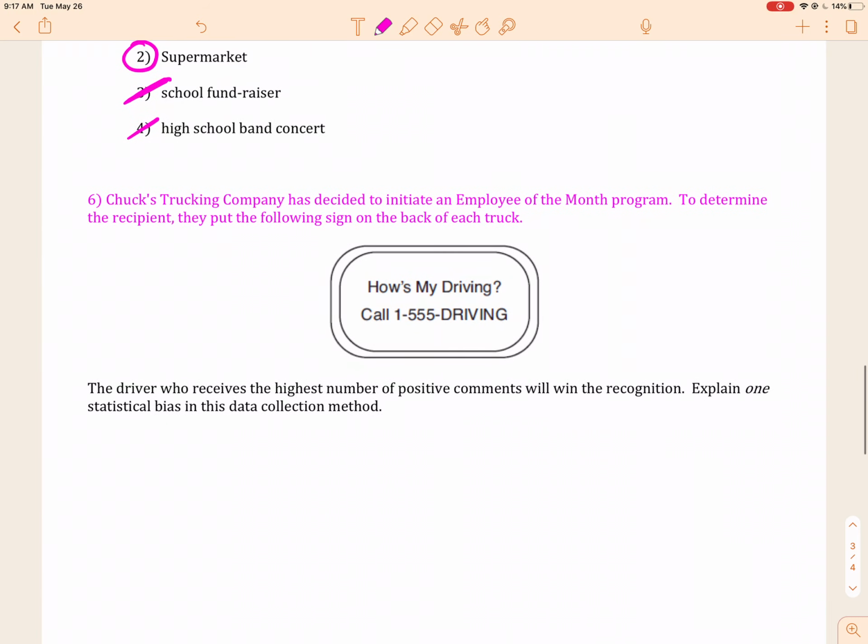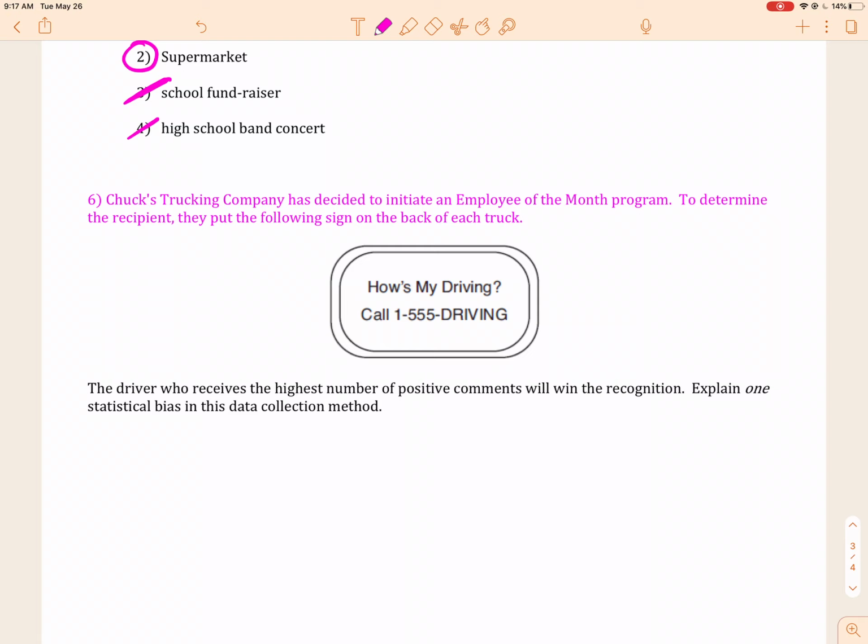Okay? This one's always funny. I always think about this. Chuck's Trucking Company has decided to initiate an Employee of the Month program. To determine the recipient, they put the following sign on the back of each truck. The driver who receives the highest number of positive comments will win the recognition. Explain one statistical bias in this data collection method.